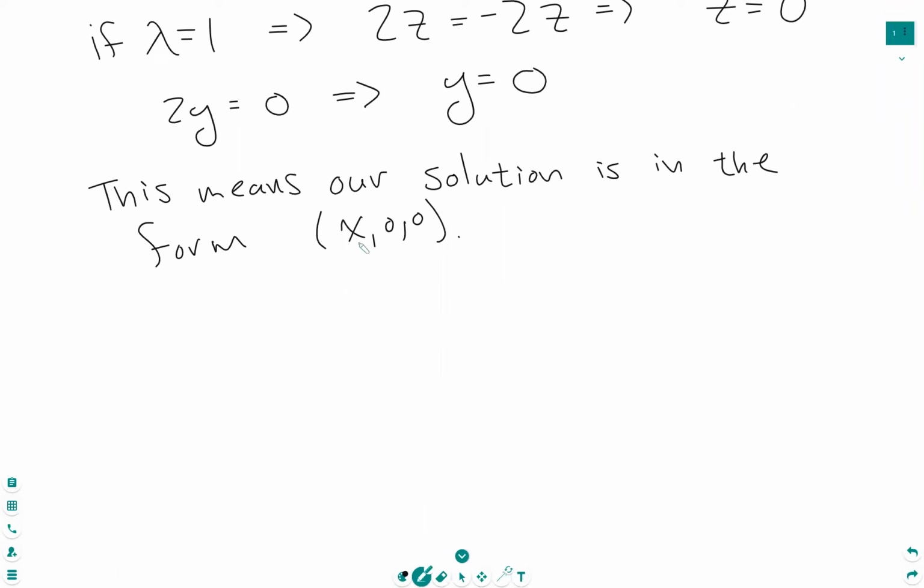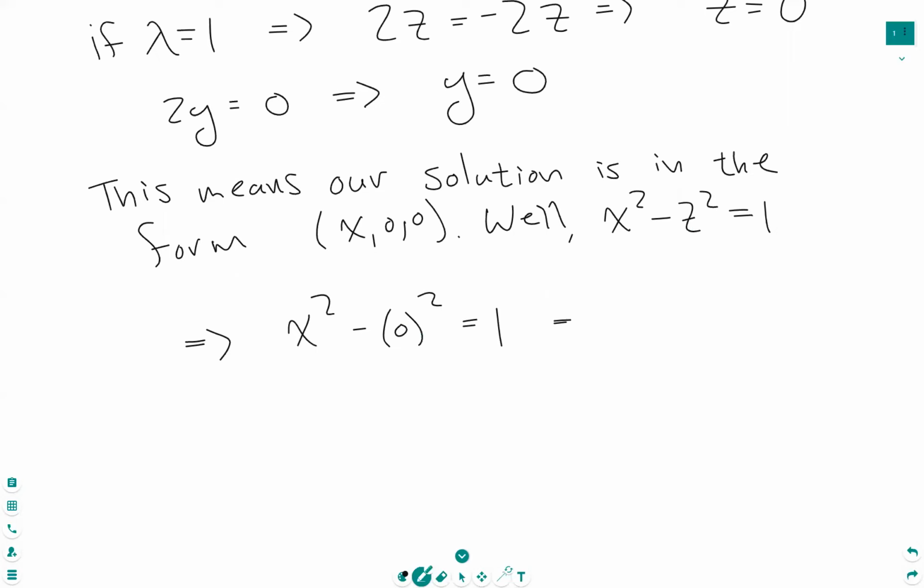So this means our solution is of the form x, 0, 0, since we know that y and z are 0. Our last constraint, or our last equation, was x squared minus z squared is equal to 1. I just moved the 1 to the other side. So I look at this as x squared minus 0 squared is equal to 1. This means that x is plus and minus 1.